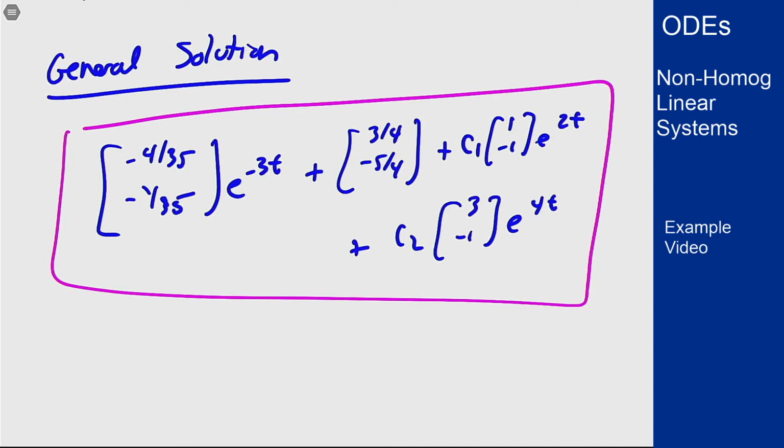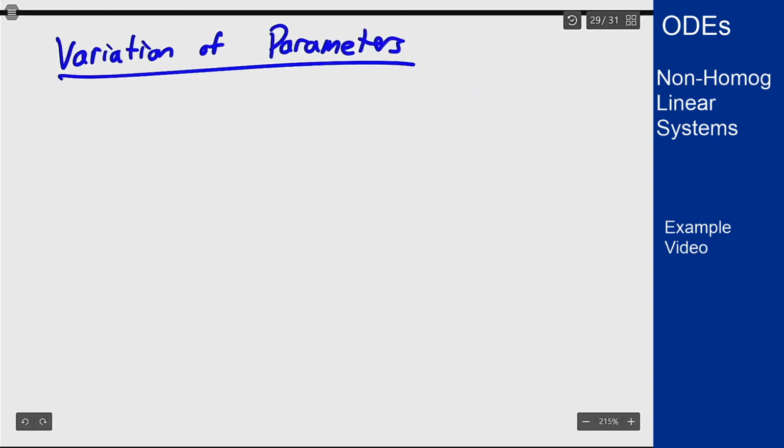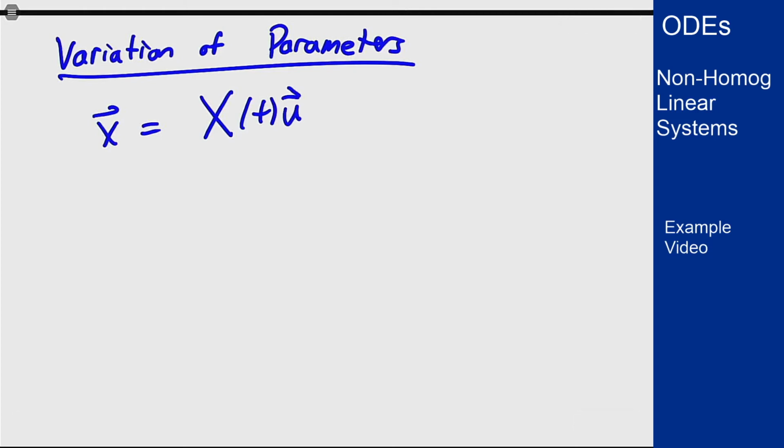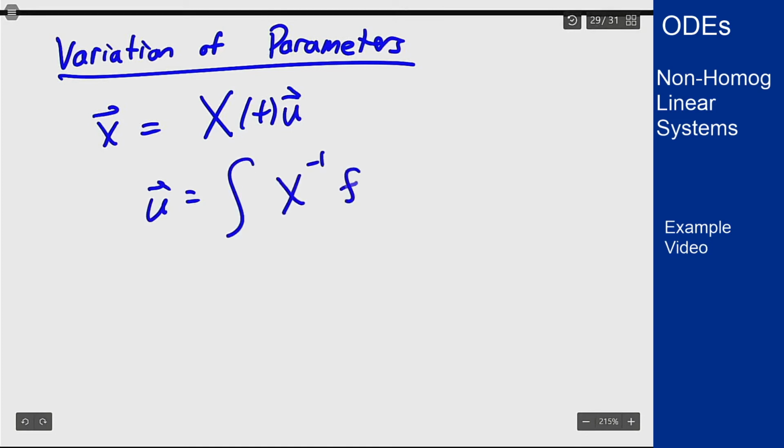The other thing that we can use is variation of parameters. And the idea here is that my solution, x, is going to be capital X times u, where capital X is a fundamental matrix of solutions, and u satisfies that u is the integral of X inverse times f. So what is X here? Well, I have my general solution, which was c1 1 minus 1 e to the 2t plus c2 3 minus 1 e to the 4t.